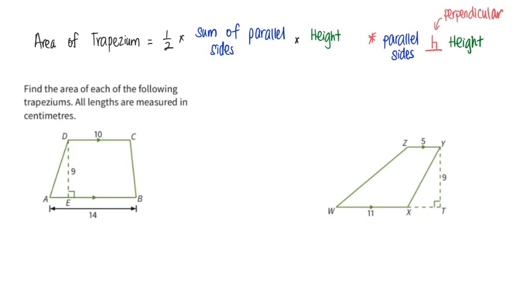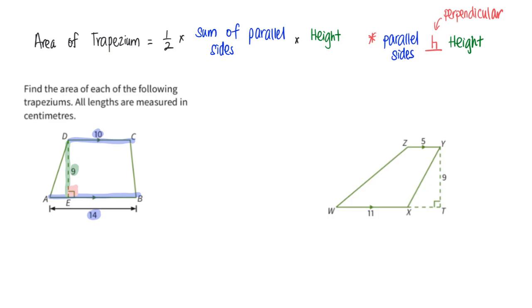Hello everyone, welcome to this video where we are going to explore how to find area of a trapezium using the formula. And we have these two examples here. Do take note, the formula to find area of a trapezium is half times the sum of the parallel sides times the height, where the parallel sides and the height are perpendicular to each other. Okay, so step 1, of course, we do need to identify the parallel sides. We do need to identify the height and make sure that they are perpendicular to each other.